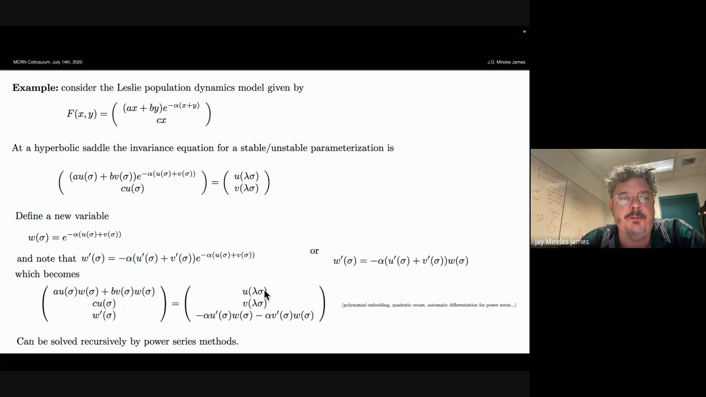Okay, and different people refer to this technique. I learned this technique out of Donald Knuth's book, Art of Computer Programming. There's a chapter on what he calls semi-numerical algorithms, and there's a lot of talk about working with power series. But some communities call this polynomial embedding, or others call it quadratic recast or polynomial recast, or automatic differentiation for power series. This has lots of names. Okay, but it's an idea that goes back, really hundreds of years even.